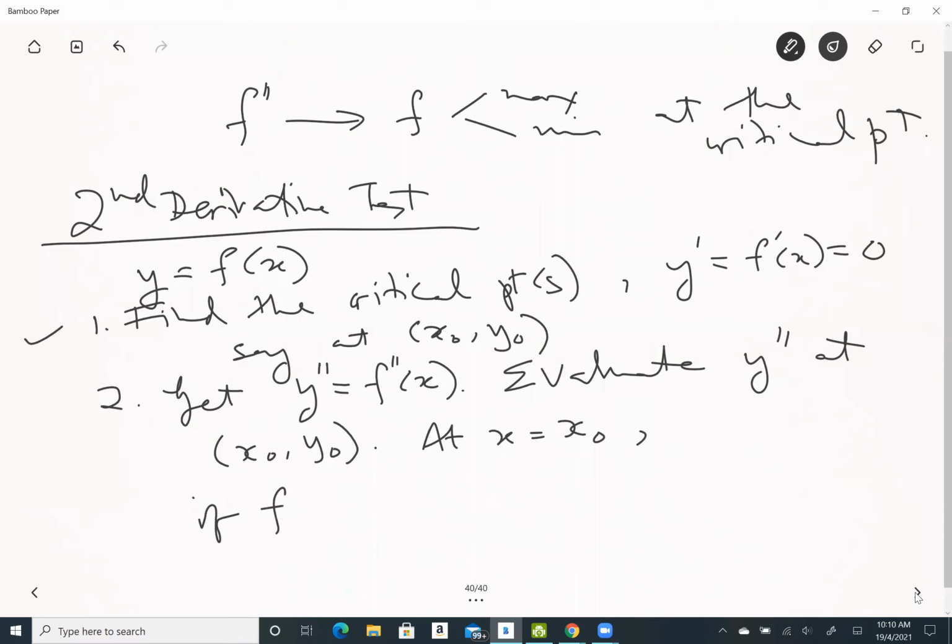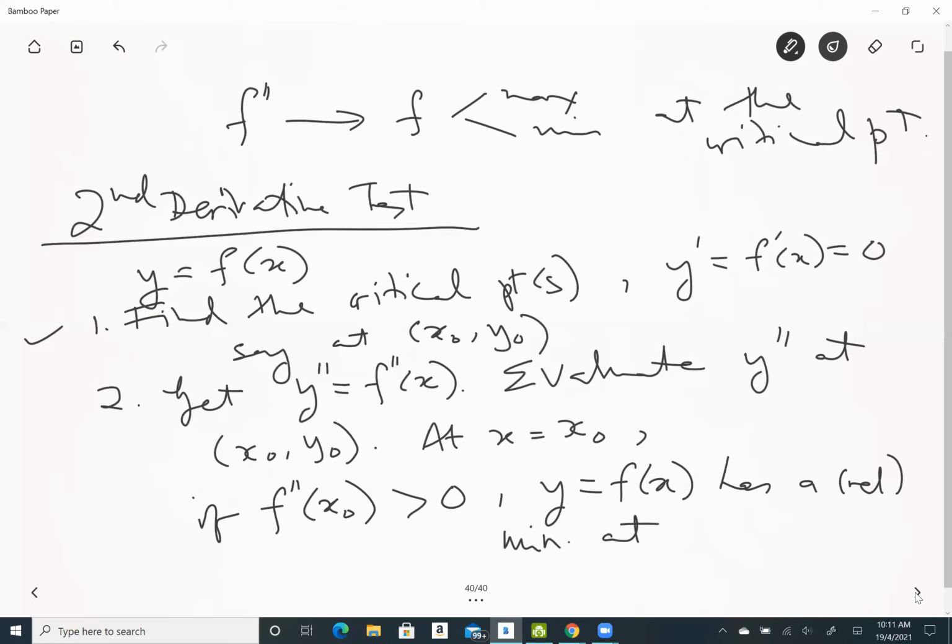So at x equal to x zero, if the f double prime at x zero is positive, bigger than zero, what will be our conclusion? We conclude that the function has a relative minimum at x equal to x zero, that is, at the point x zero, y zero. It means that the function has a minimum at that critical point. So that is the first possibility.